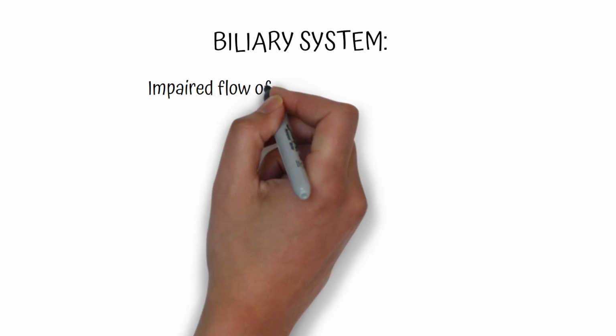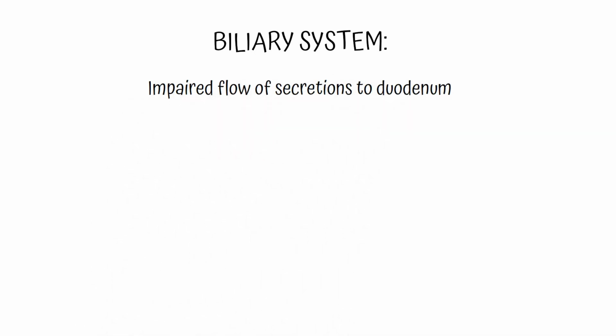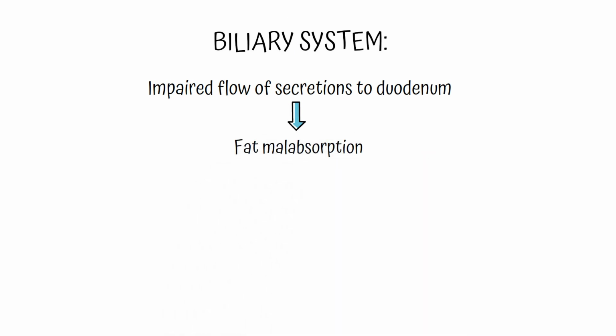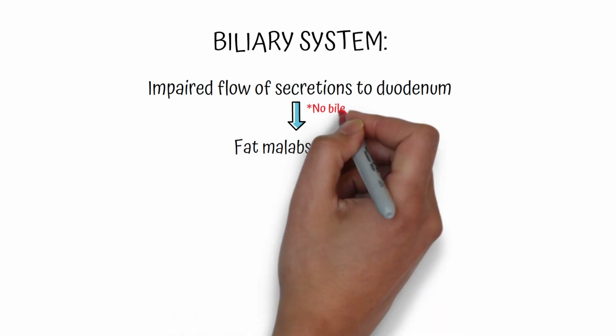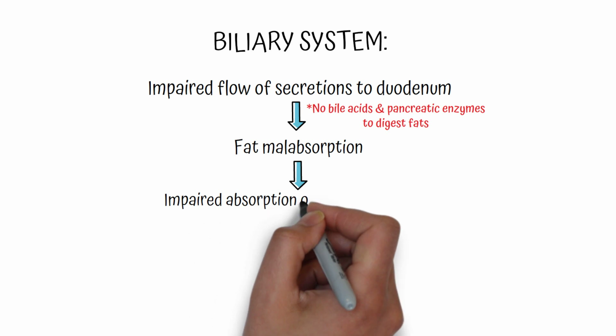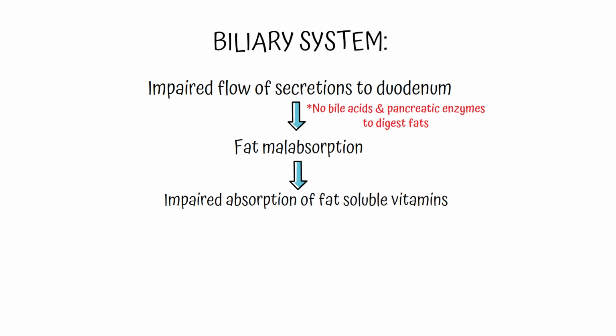Thick mucus in the pancreatic duct and bile ducts can lead to impaired flow of these secretions to the intestine, which can lead to fat malabsorption, because you need bile acids and pancreatic enzymes to digest fats. No fats means no fat-soluble vitamins, as fat is required for the absorption of vitamins A, D, E, and K.